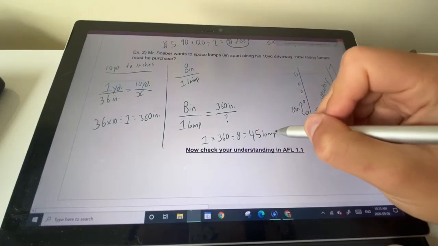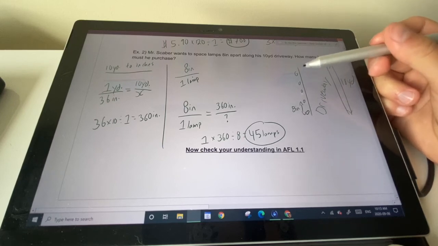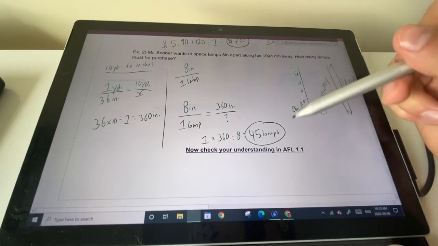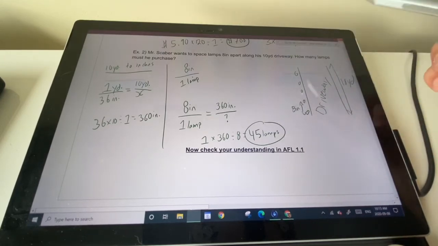So we're going to have to buy 45 lamps, and that's just to put it along one side of the driveway. Maybe he has a bunch of trees on this side. If we needed it on both sides of the driveway, we'd multiply this number by 2. But the question does not say that.